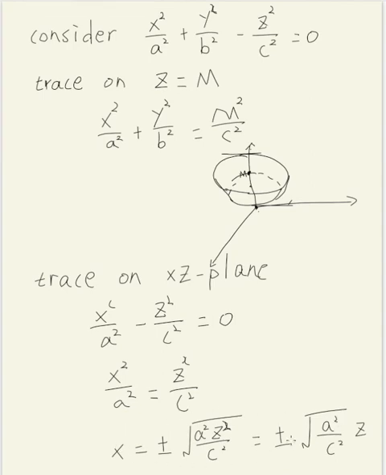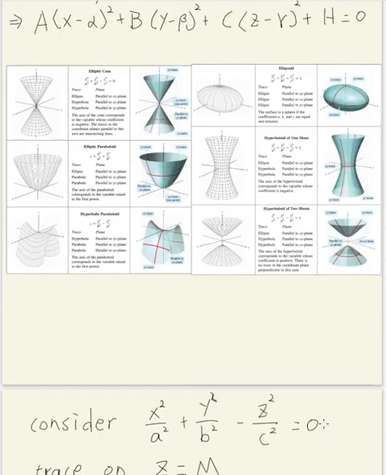So this is the trace on the xz plane. The traces on the xz plane are two straight lines, because it's x equals some number times z. That is the equation of a straight line. So that's how we know this is a cone.